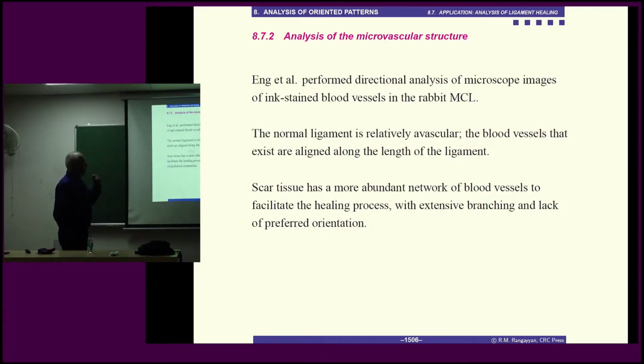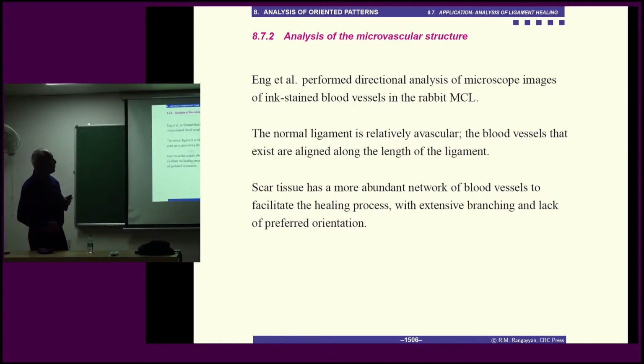These are microscope images, regular light microscope images of ink-stained blood vessels in the rabbit medial collateral ligament. I showed you one of those ink-stained images. The normal ligament is relatively avascular, that is, there are not many blood vessels, and the few blood vessels are parallel to the long axis of the ligament. Scar tissue after injury has a more abundant network of blood vessels to facilitate healing, and they don't have a preferred orientation, they are not aligned.